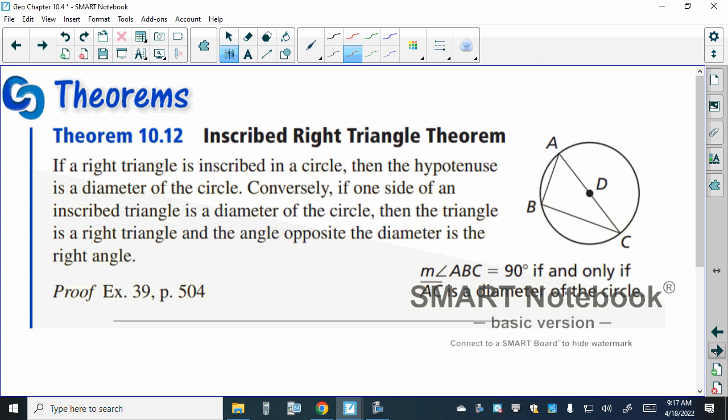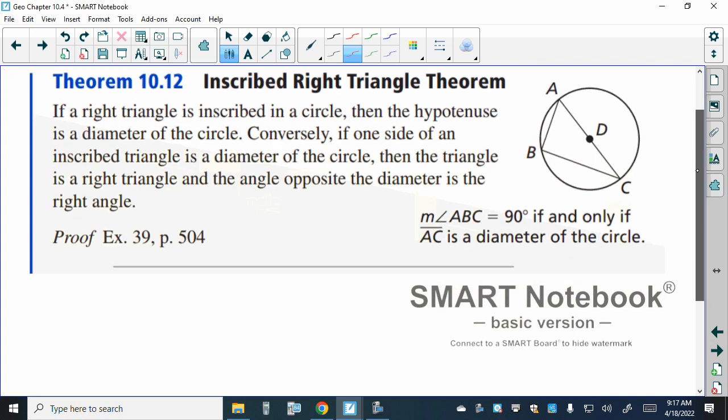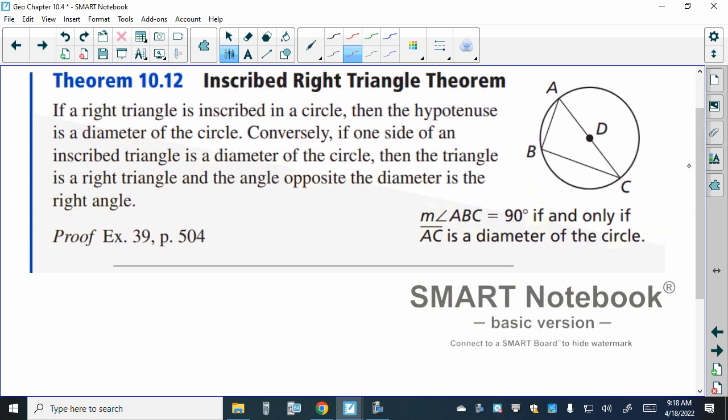Now, an inscribed right triangle theorem. If a right triangle is inscribed in a circle, then the hypotenuse is the diameter of the circle. Conversely, if one side of an inscribed triangle is the diameter, then that is the right angle. Well, let's look at this here. So this is a triangle inscribed inside of a circle, yes? Now we know that AC is the diameter because it goes through the center, point D.